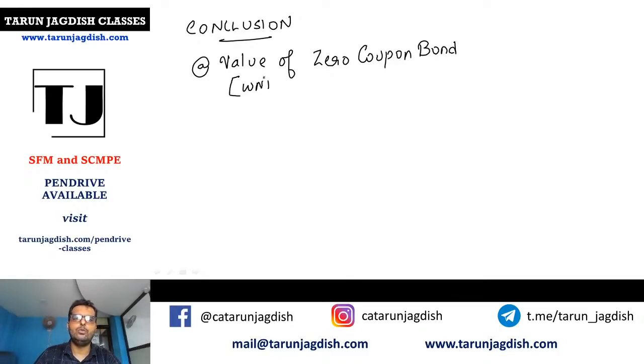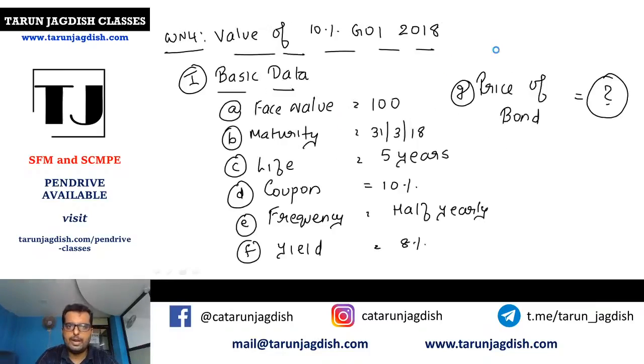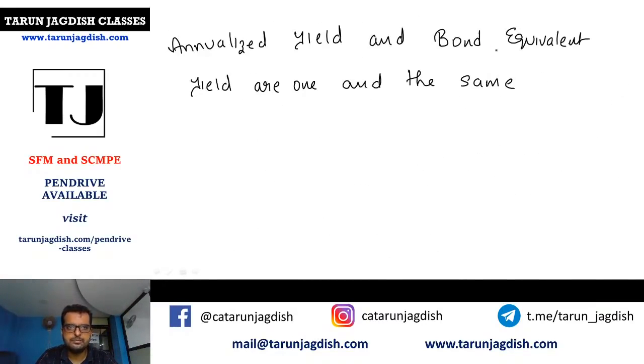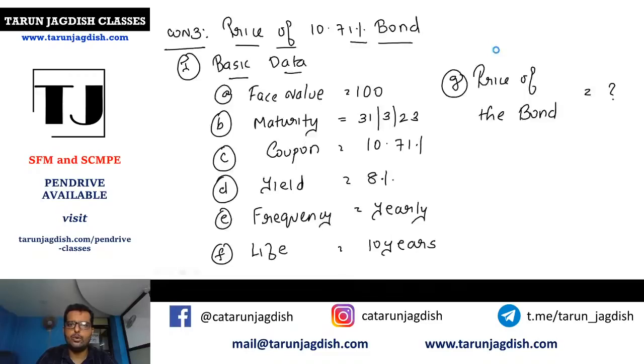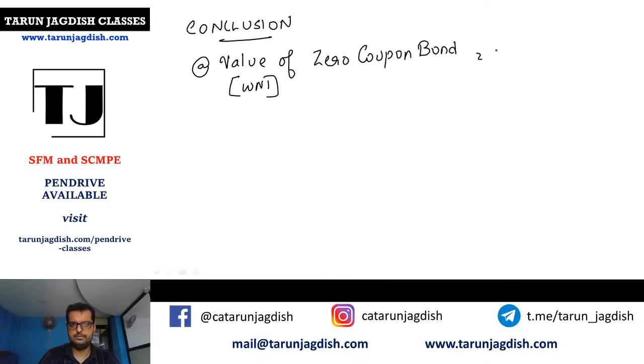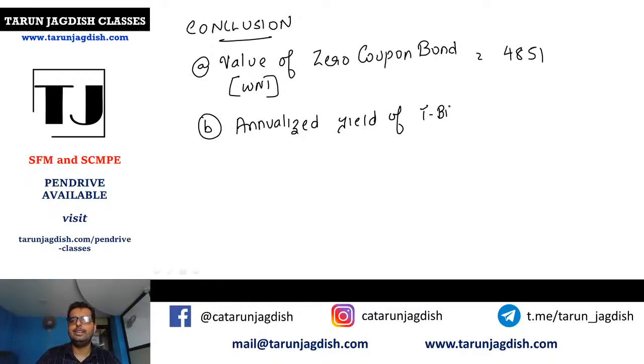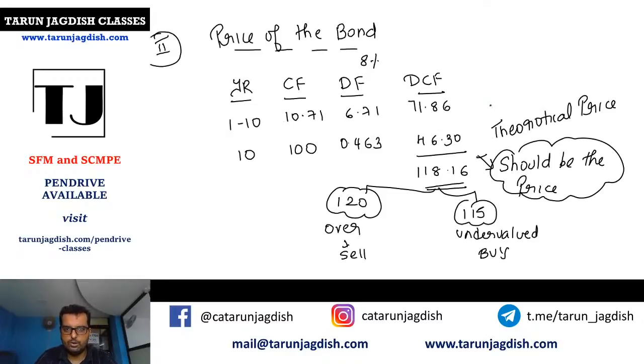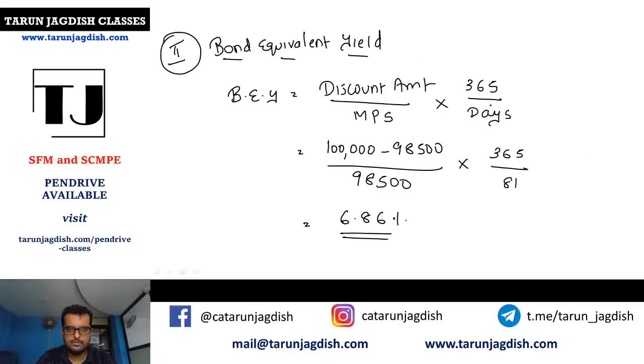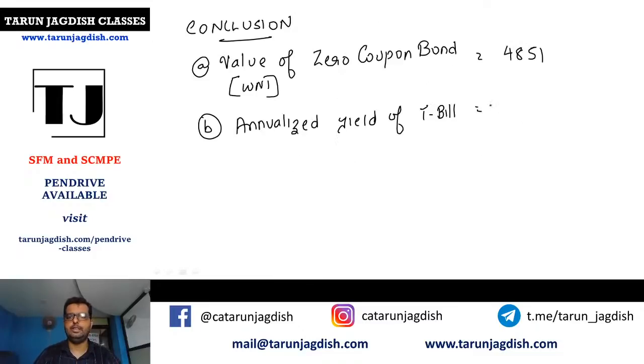In bracket I will write down working note number 1. I'll go back to working note number 1 now. I got the answer as 4851. Okay. Point number B, I will write down annualized yield of treasury bill. Annualized yield of T-bill. What was the answer that I got over there? 6.86%. Bracket I will write down working note number 2.